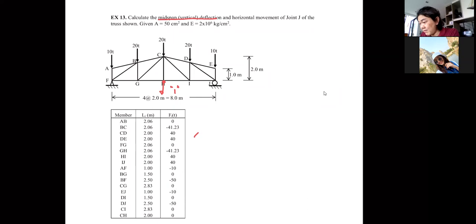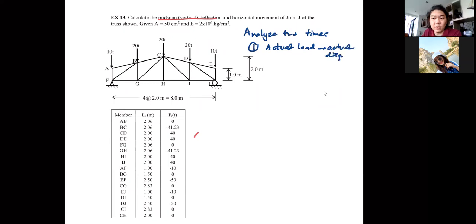Before we begin, let me erase this first. So you need to analyze the truss twice, two times, okay? First is the actual load condition. The actual load will give the actual displacement or deformation of each member, okay? And the second, the virtual load.